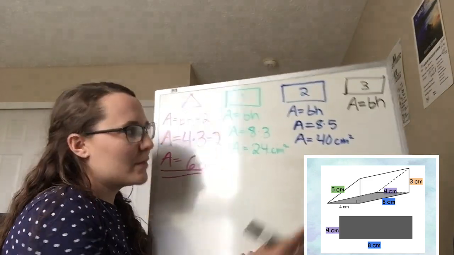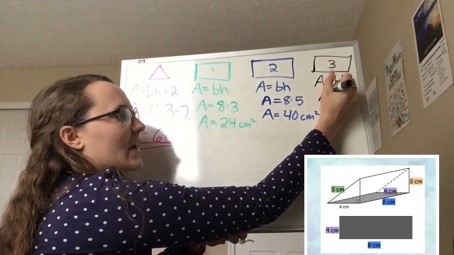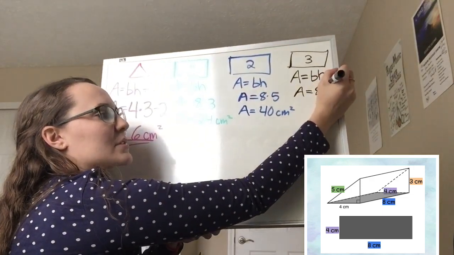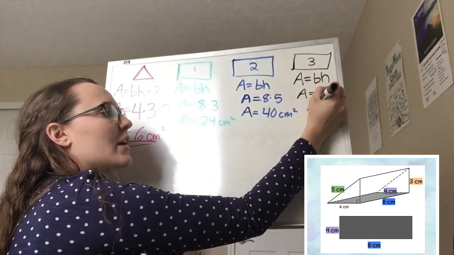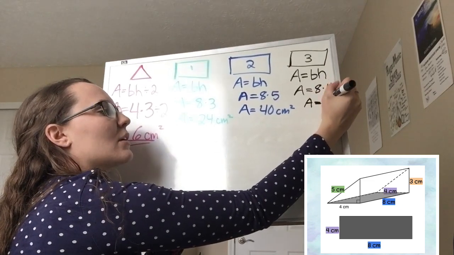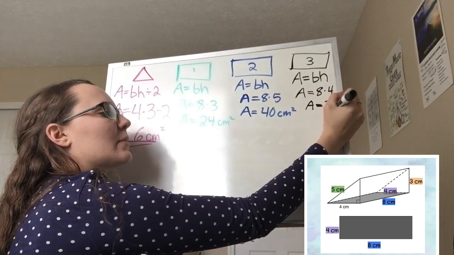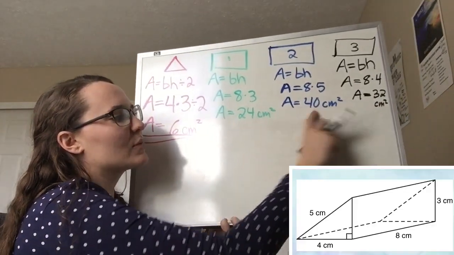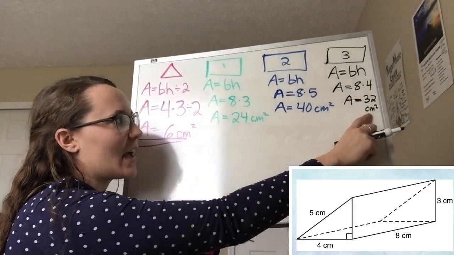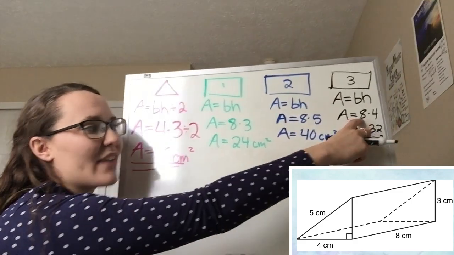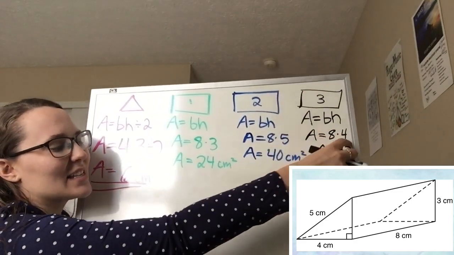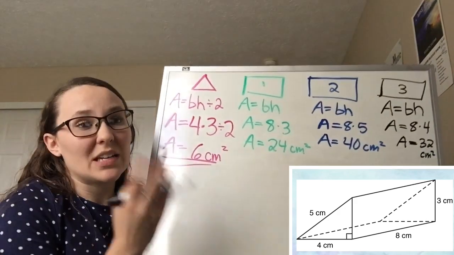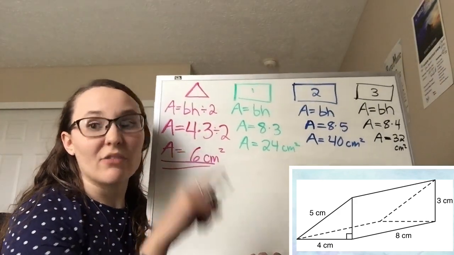I'm calling it the bottom, whatever. So the area of the rectangle on the bottom would be 8 times 4, so the area of that would be 32 centimeters squared. Notice how all 3 of those rectangles have different areas. They all have the same side length of 8, but the height is what's changing: 3, 5, and 4. That's because our triangle had 3 different side lengths, 4, 3, and 5.